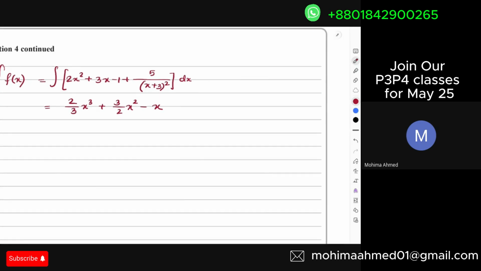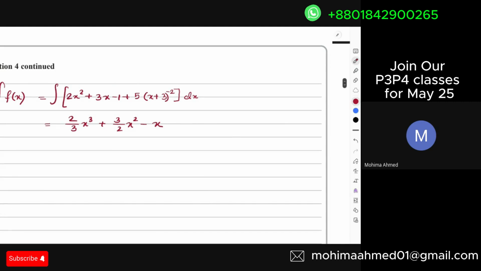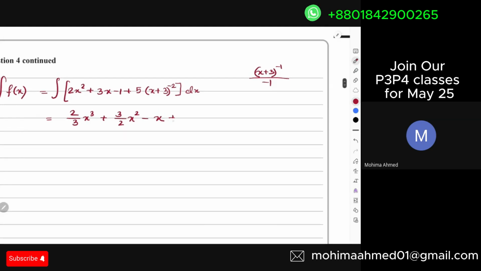Integration. I'm supposed to consider this as actually (5x+3) power minus 2 dx. Now again, if I add 1 to this power, it's going to be minus 1. So you get basically minus 1. And if you just focus on (x+3) power minus 2 and integrate that, you get minus 1 divided by minus 1. So eventually, now you have plus 5(x+3) power minus 1 with minus 1 plus c.